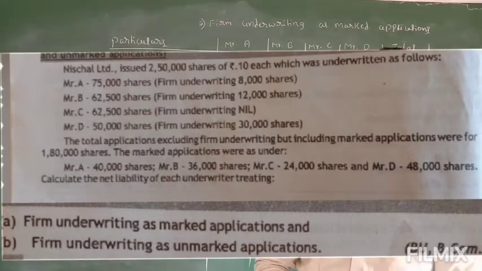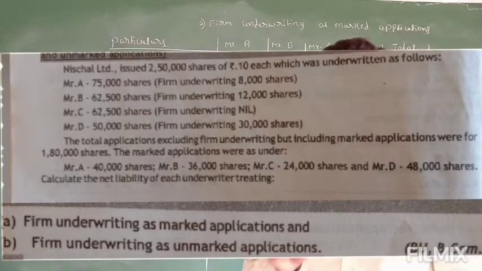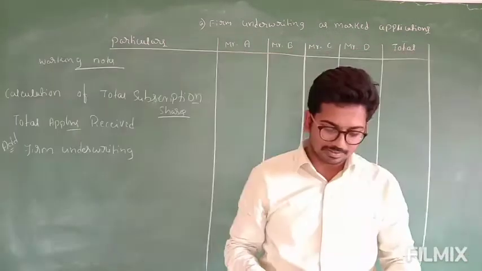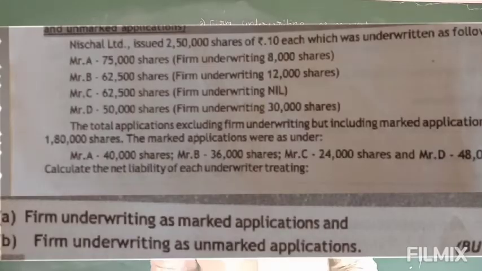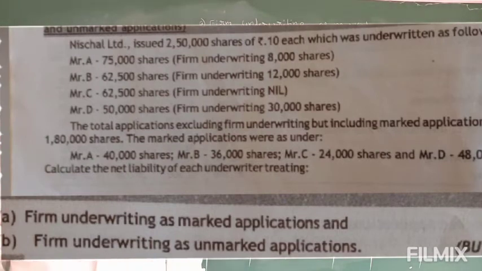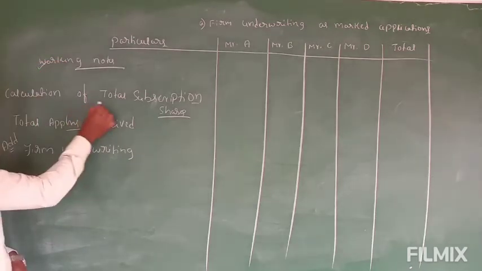Calculate the net liability of each underwriter, treating firm underwriting as marked applications and as unmarked applications. In a 14 marks question they can ask you both situations, so we have to solve separately. First we take firm underwriting as marked applications. We start with the total applications: 1,80,000 shares excluding firm underwriting, so we add firm underwriting first. Working note 1 is the calculation of total subscription.